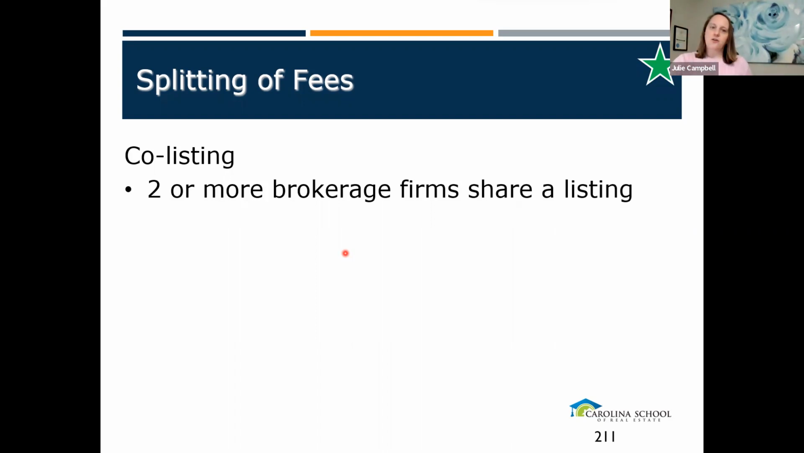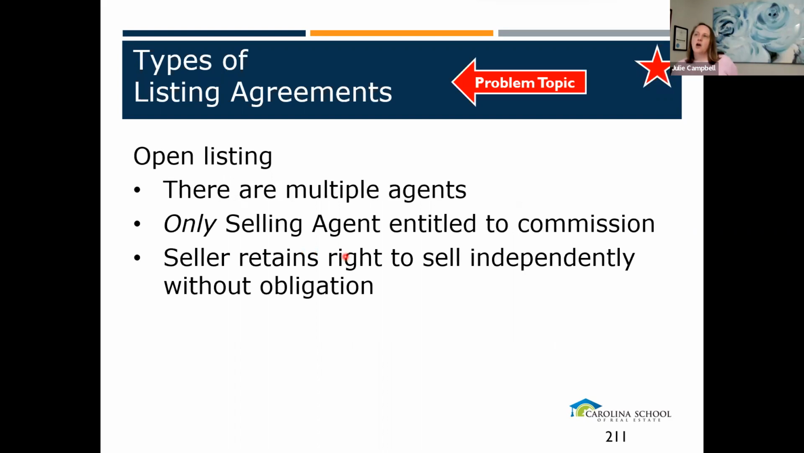So then we go on and we talk about a couple different types of listing agreements we have. There's not just one listing agreement. There's one that's used the most often, but there are several different types of listing agreements. These tend to be a problem topic.